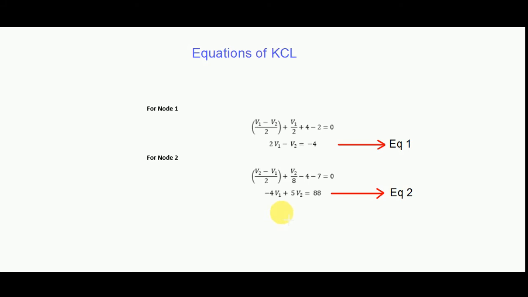Another method is the elimination method. In the elimination method, we have to cancel a variable from an equation. From here we can easily see that if we have a 5V2 over here, then we can add these two and cancel V2 from the whole term. So for that we multiply equation 1 by 5 and then add that equation with equation 2.